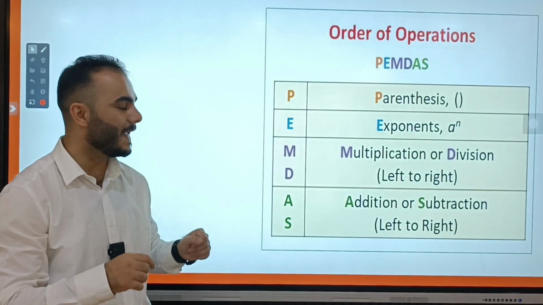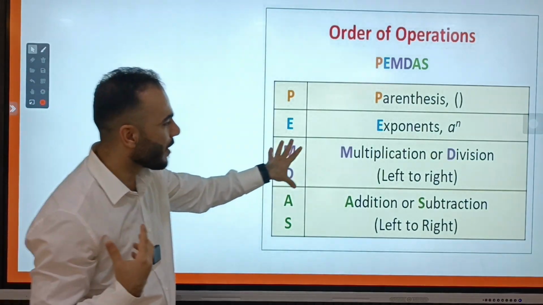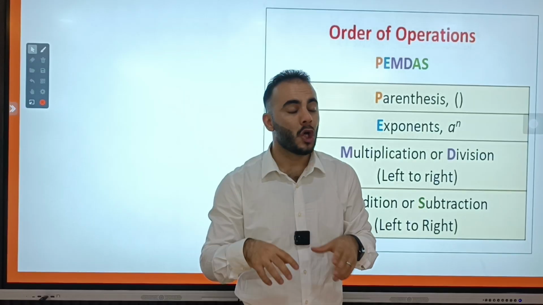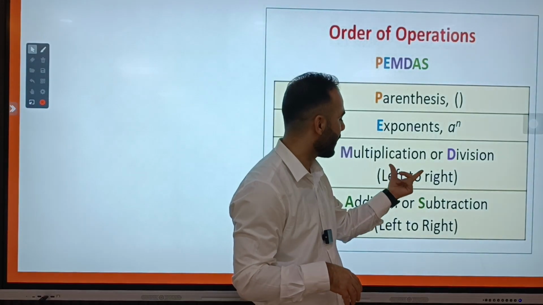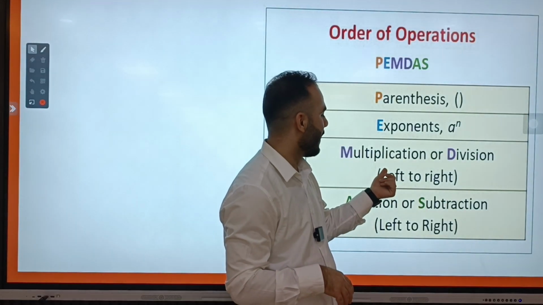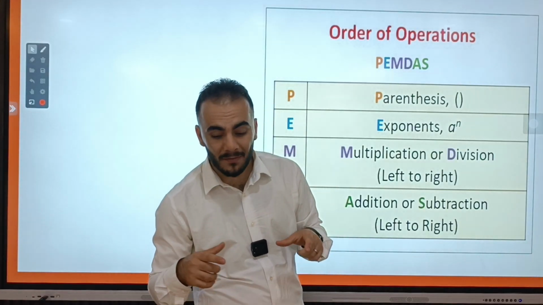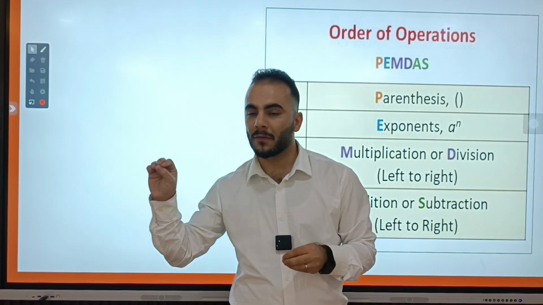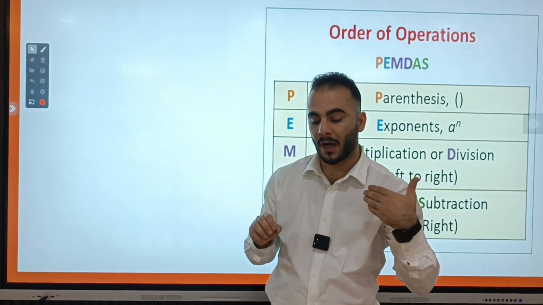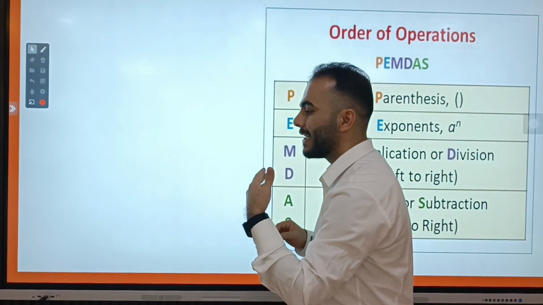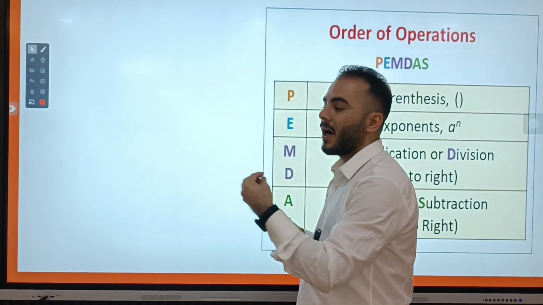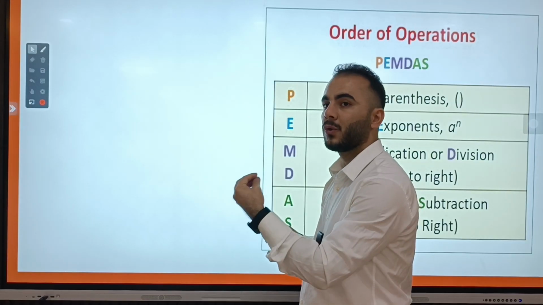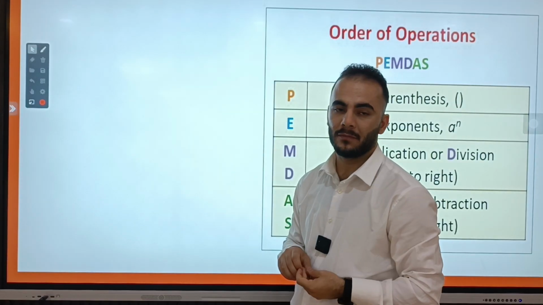But the question is, you might ask me, teacher, what if we have multiplication and division in one expression together? Then we have a sub rule, which says that if we have multiplication and division at the same time, since math goes from left to right, whatever comes first, either multiplication or division, we are going to deal with that one first.